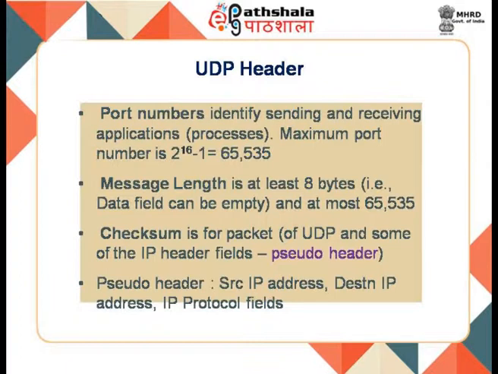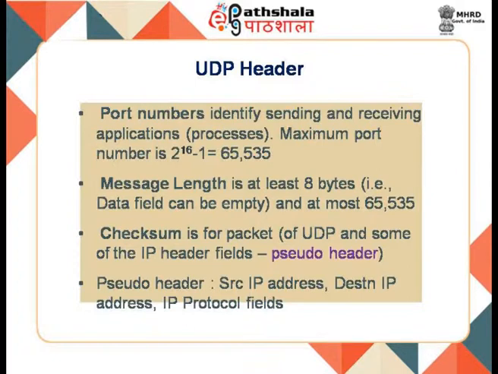We said that there are 4 parameters which identify an end-to-end connection: the source IP address, source port number, destination IP address and destination port number. We have the port numbers in the UDP header, but we do not have the IP addresses. So, these IP addresses are taken from the IP header, and this is the combination of source IP address, destination IP address plus the IP protocol field. The IP protocol field will identify that it is the UDP protocol that is being used.